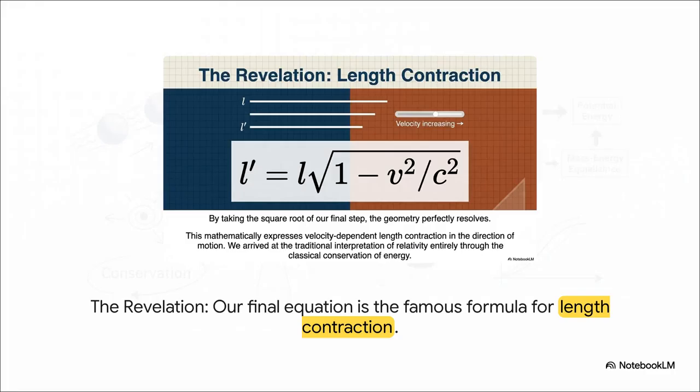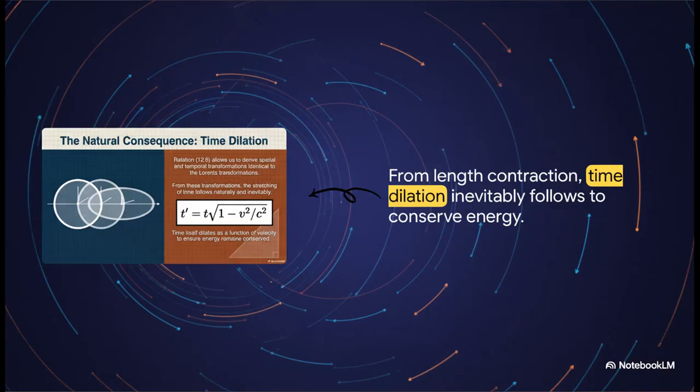And here it is, the big payoff. The shifted length, L prime, is equal to the original length, L, multiplied by this wild-looking factor, the square root of 1 minus v squared over c squared. This, my friends, is the famous formula for length contraction. We just proved, using only the conservation of energy, that for an observer in motion, distance itself must appear to shrink. But it doesn't even stop there.